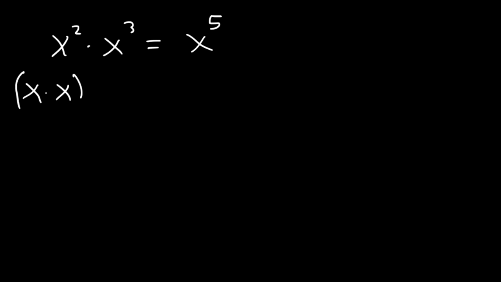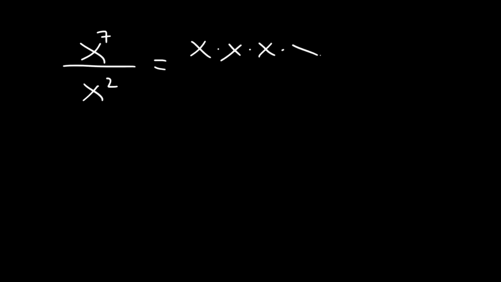Now let's understand some of these. Let's go back to the first one. So why is x squared times x cubed equal to x to the 5th? Well, we need to know that x squared really represents x times x. You're multiplying two x's together. X cubed is x times x times x. In total, we have 5 x variables being multiplied together. So it's x to the 5th power.